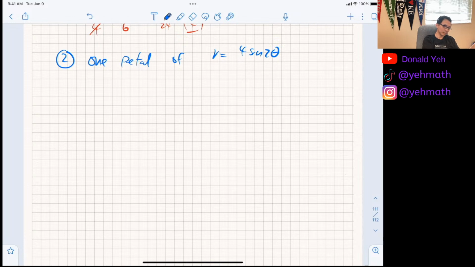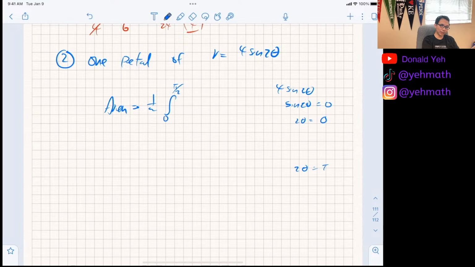Okay, time for number 3. What's number 3 this year? So area equals 1/2 between 0 to pi over 2. Why do I know 0 to pi over 2? Because I set them equal to 0. If I set them equal to 0, I find out sine of 2 theta is equal to 0, and 2 theta is equal to 0, and 2 theta is equal to pi. So theta is equal to 0, and theta is equal to pi over 2. So I know between 0 to pi over 2, it's going to be like that. So we find the square of sine of 2 theta.